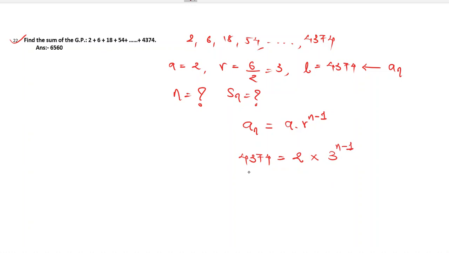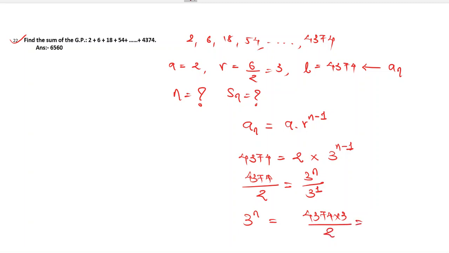Cannot do anything about this right now. 4374 divided by 2 is equal to 3 raised to n divided by 3 raised to 1, because 3 raised to n minus 1, if you apply the identity a raised to m minus n is equal to a raised to m upon a raised to n, same thing I've done here. So it gives you 3 raised to n is equal to 4374 multiplied by 3 divided by 2.